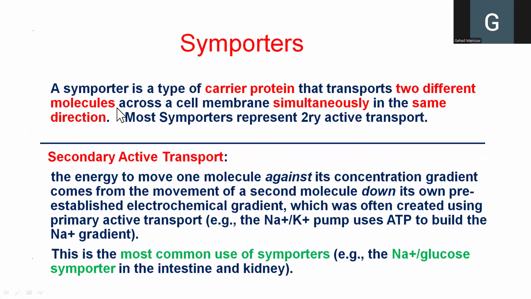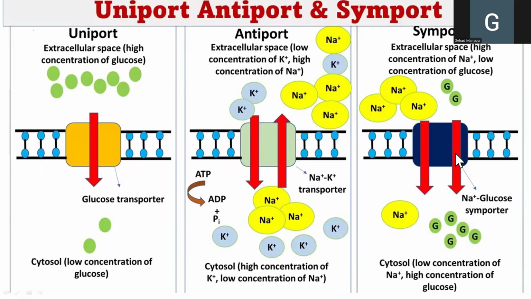So we are going to talk first about the symporters. A symporter is a type of carrier protein that will transport two different molecules or ions across a cell membrane simultaneously in the same direction. And most of these symporters represent secondary active transport. Why is it secondary active transport? We all know now that the transport of glucose across the membrane is an active transport. But why is it a secondary active transport?